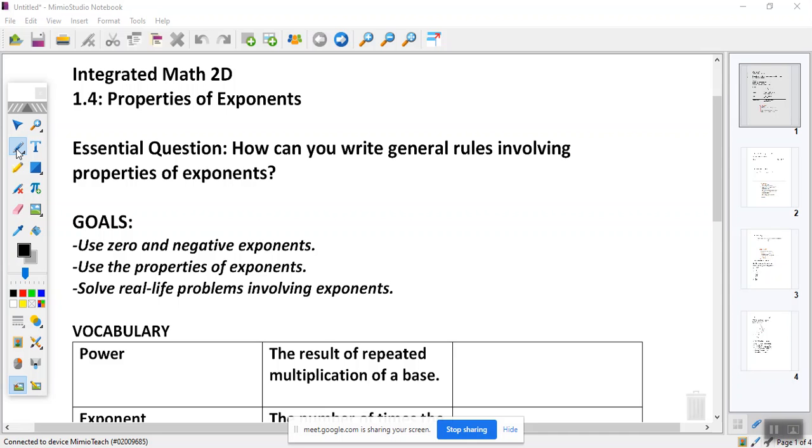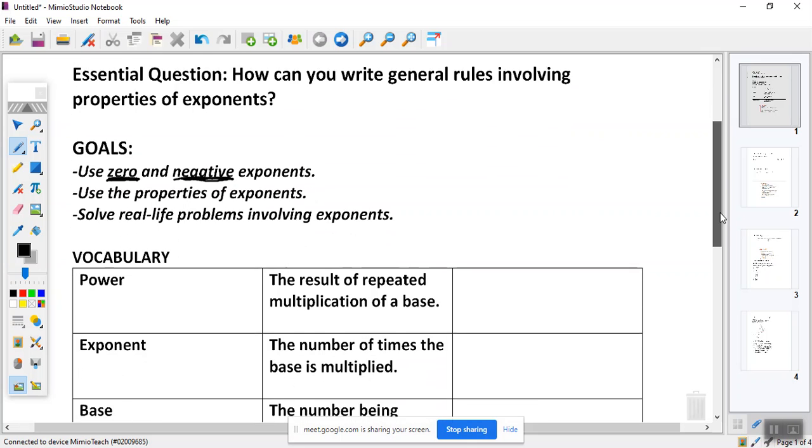Most of the exponents you've always used are positive. So today we're going to start looking at what happens when the exponent is 0 and what happens when the exponent is negative. This might be kind of new for you today. I'm not 100% sure, but you may have had a little exposure to it. I'm just not sure how much. Second thing, we're going to use properties of exponents and then look at some real life problems involving exponents. So let's establish some vocabulary.